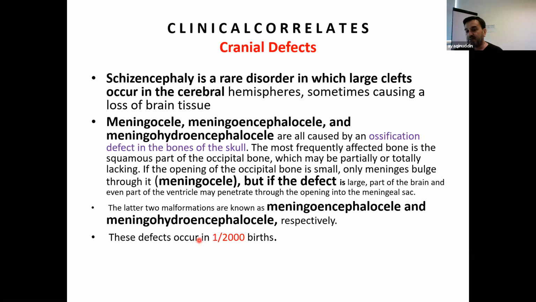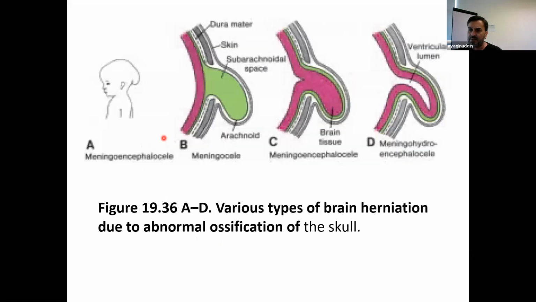These defects you can see in 1 in 2,000 births, so they are not that rare, as compared to schizencephaly and holoprosencephaly, which are very, very rare congenital defects.